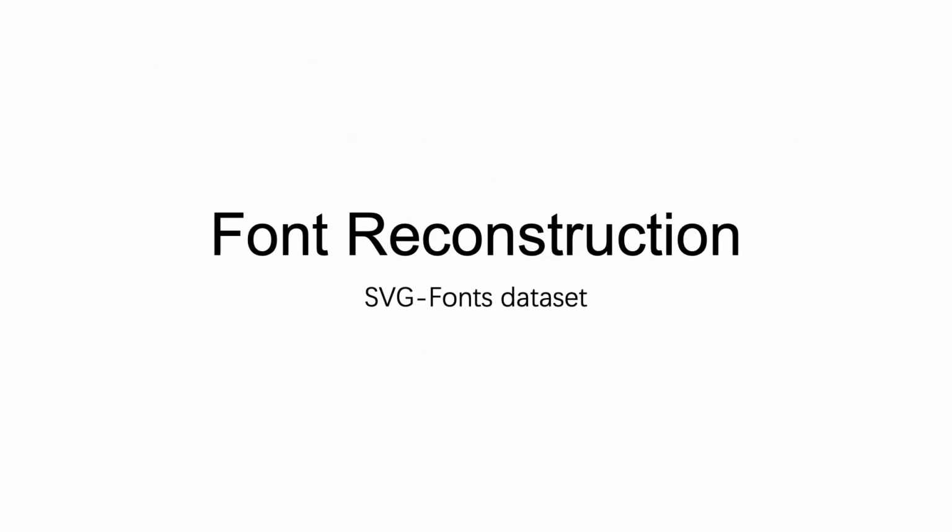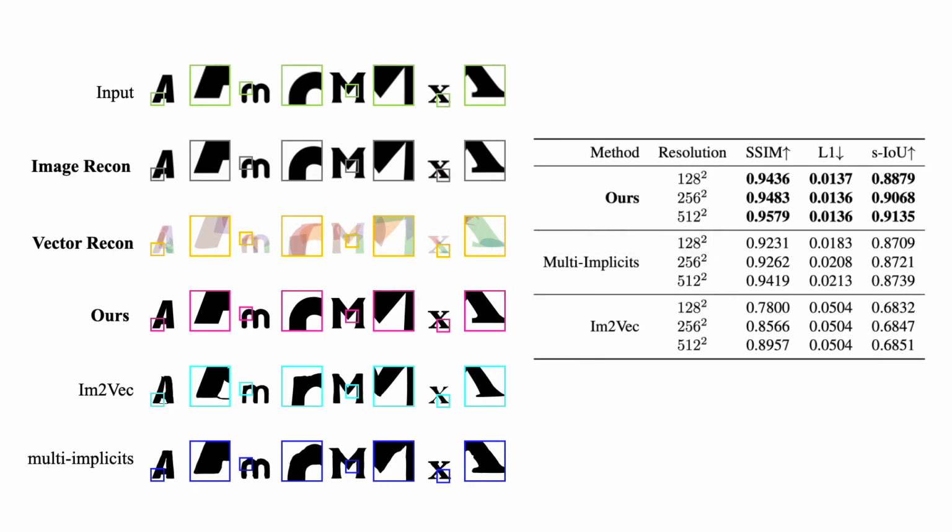We conduct a font reconstruction experiment on SVG fonts dataset to investigate how faithfully different methods can reconstruct the input glyph images. Multi-implicits and im2vec can both produce vector results given a pixelated input. DualVector could reconstruct both the global shape and local details accurately. We also compare three image-level metrics at different rendering resolutions. Our method surpasses the two alternatives by a clear margin.